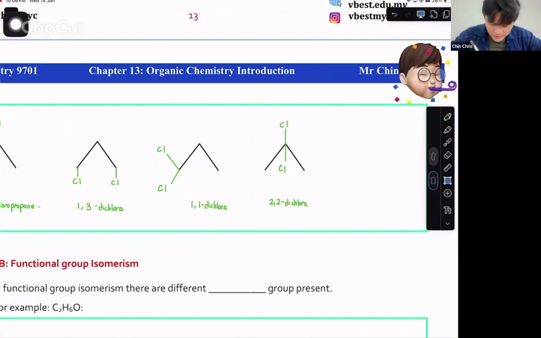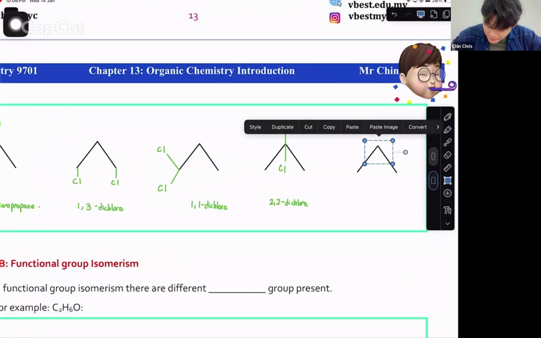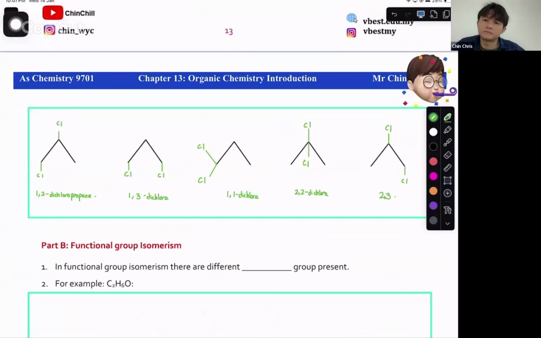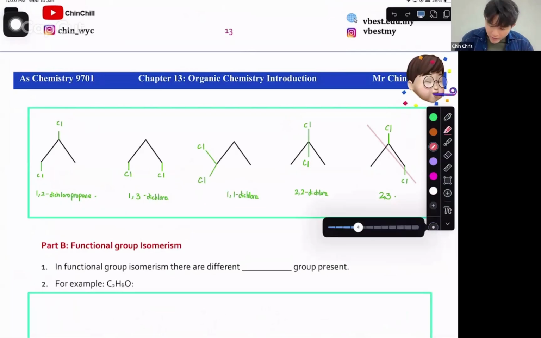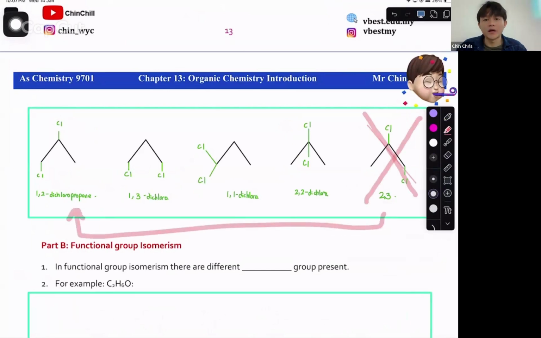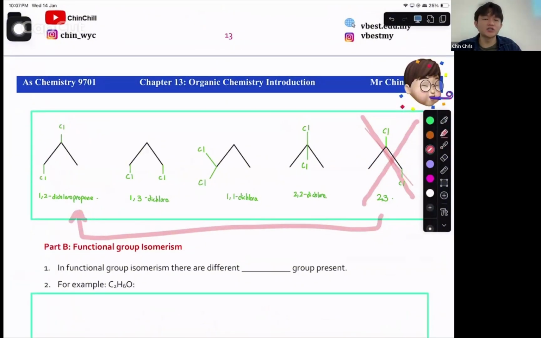All right, guys. Is 2, 3 your answer? Guys, can it be a 2, 3? Yes or no? Correct. Good, guys. It can never be a 2, 3. Don't draw a 2, 3. Why? Because 2, 3 is the same as a 1, 2. If you count from right to left, it's a 1, 2. Clear? That is your positional isomerism. Clear?